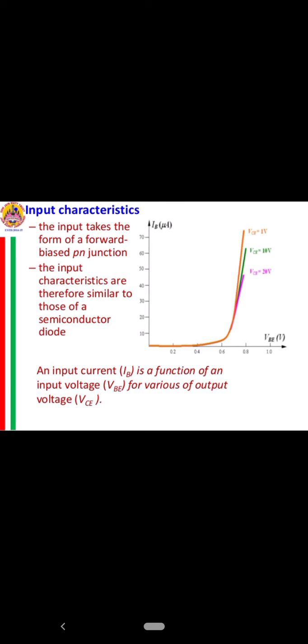Like the orange one is at 1 volt. For the green one, the value of VCE is 10 volt. And for the pink one, the value of VCE is 20 volt.